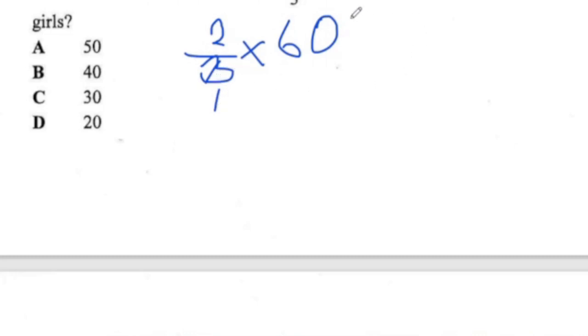A grade 1 class has 60 learners. If 2/3 of the class are girls, how many learners are girls? Okay, so we are saying it has got 60 learners, then 2/3. So what we're going to do is say 2/3 multiplied by the total number of learners in grade 1, which is 60. Okay, so what we're going to do now here is we will divide 3 by 60. 3 divided by 3 will give us 1. 60 divided by 3 will give us 20.